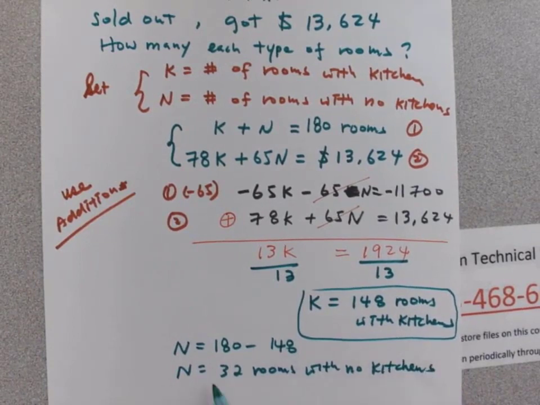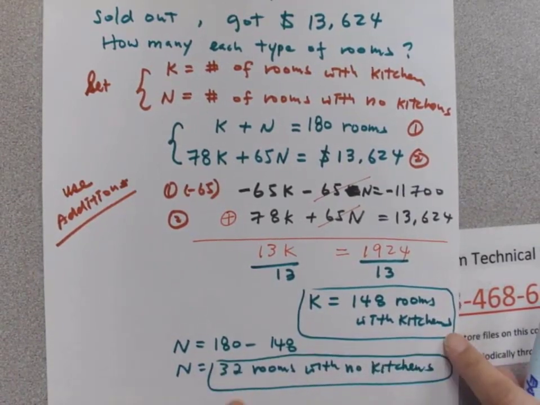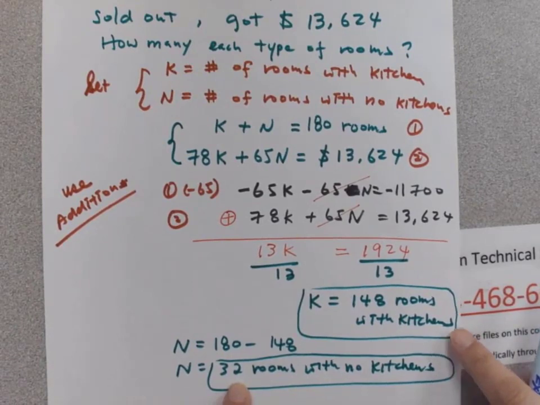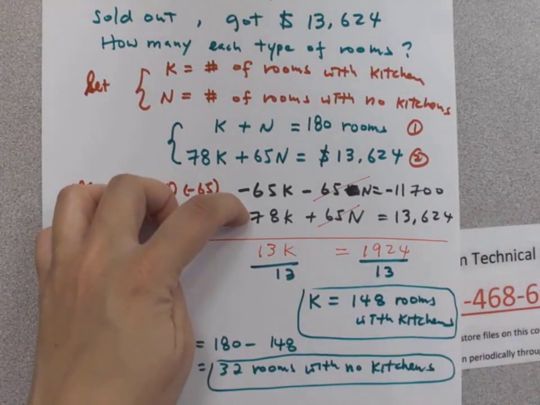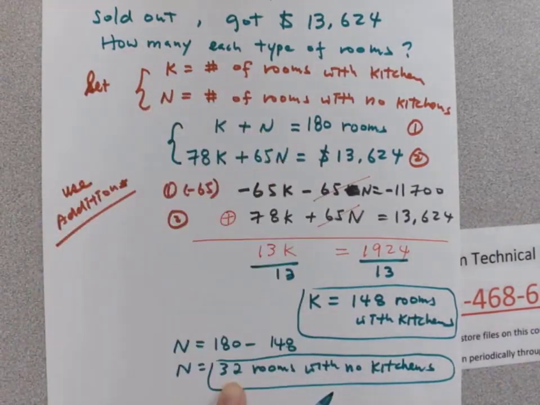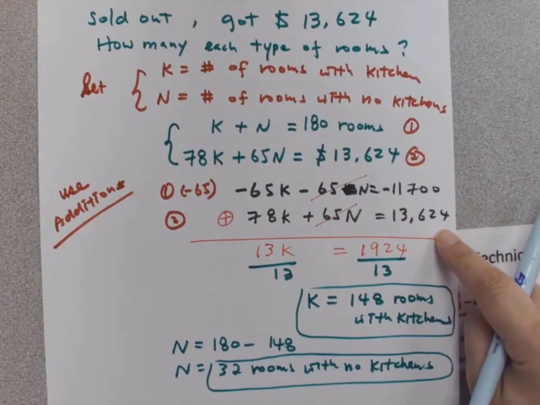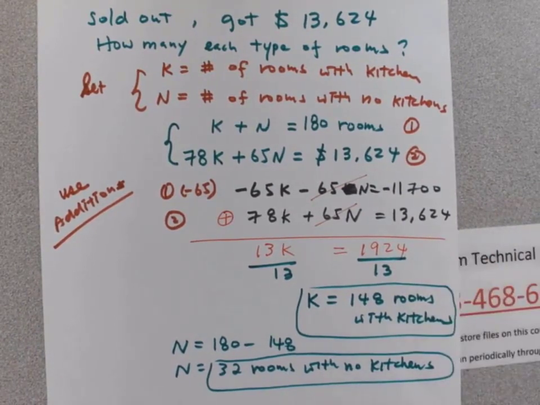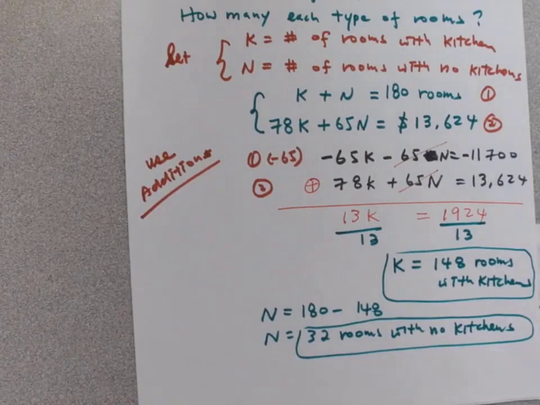You can double check it if you want to. The two numbers combined should be 180, right? And then the K, 148 times $78 plus $65 times the 32 rooms should equal 13,624, right? Are we okay with that? Any questions? So if you do the elimination one, you would subtract the N, and then it would be 180 minus N and plug it into the 78K, then solve that and plug it back in? That would be substitution. Okay, other questions? Okay, so that is that one.